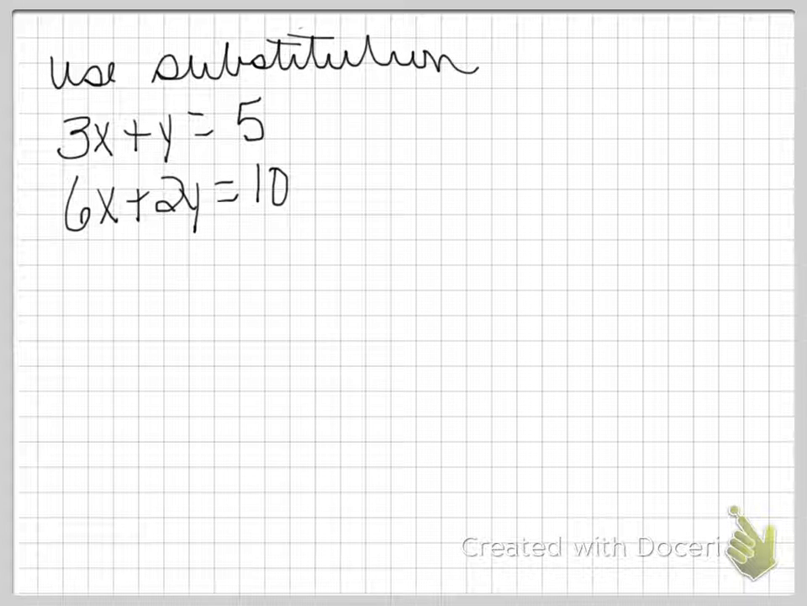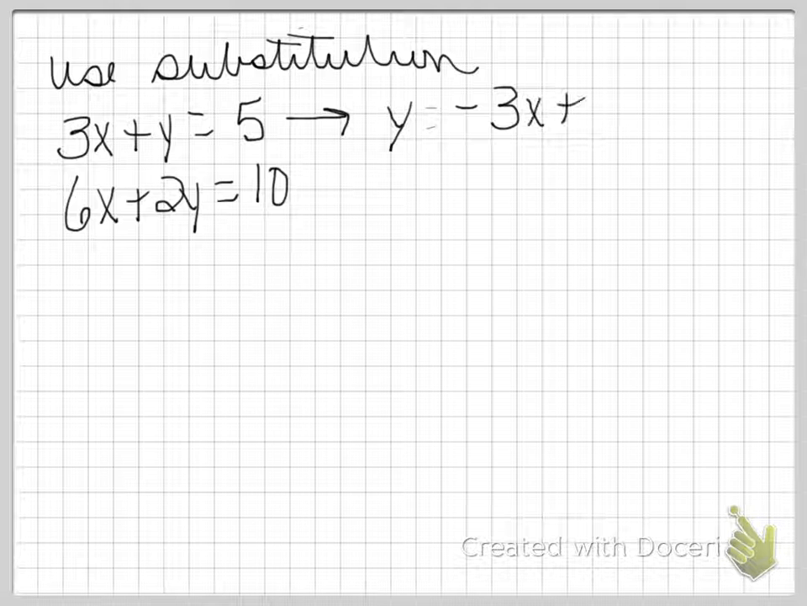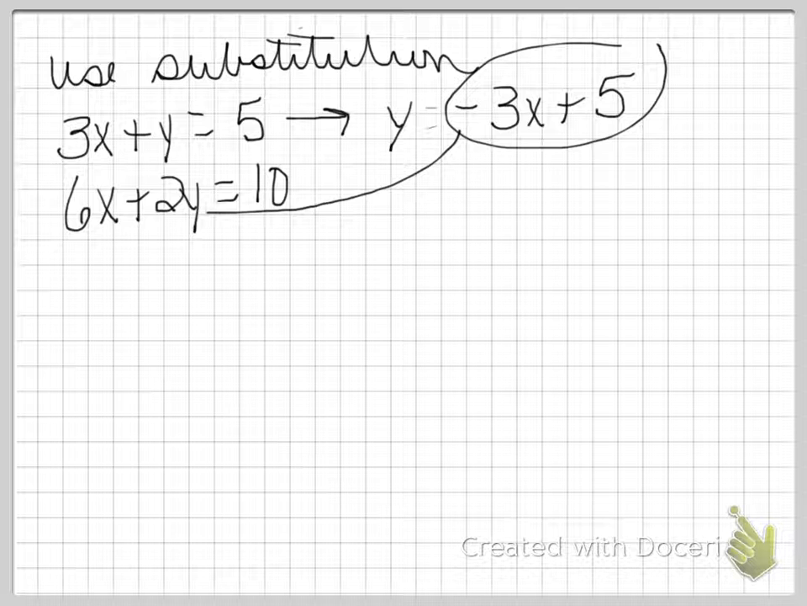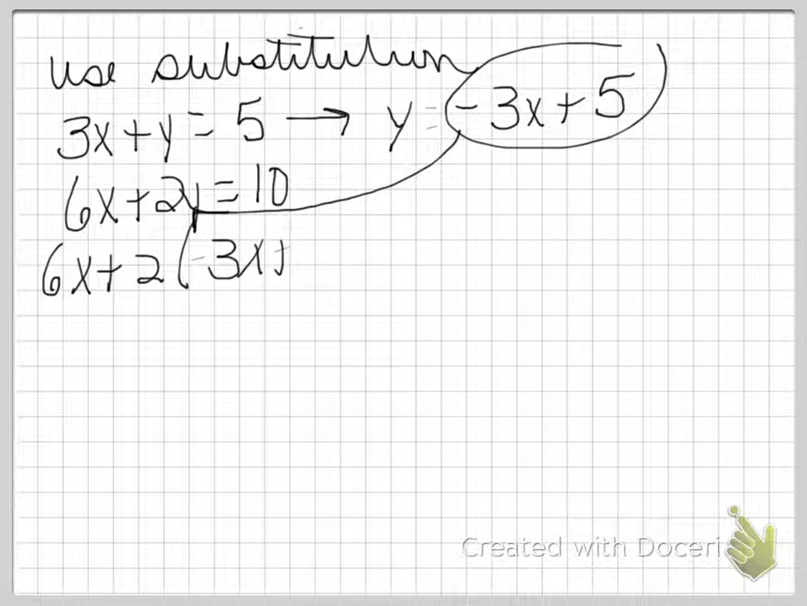Now this equation, we're going to again solve for the substitution method. We're going to solve for y, because that has a coefficient of 1. So we're going to subtract 3x on both sides. So that's y is equal to negative 3x plus 5. We're going to substitute this into the other equation wherever we see y. So that's 6x plus 2 parentheses negative 3x plus 5 is equal to 10.